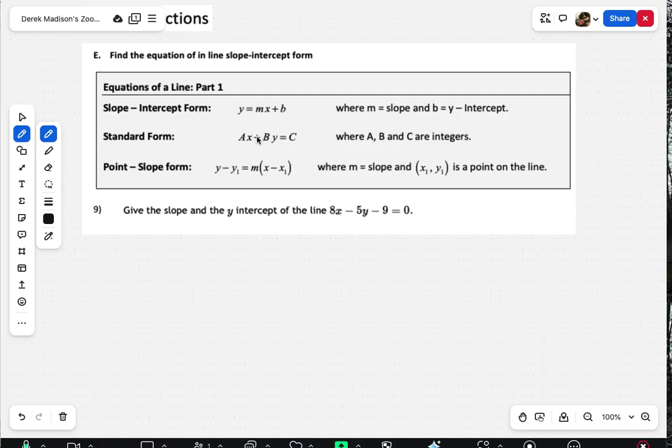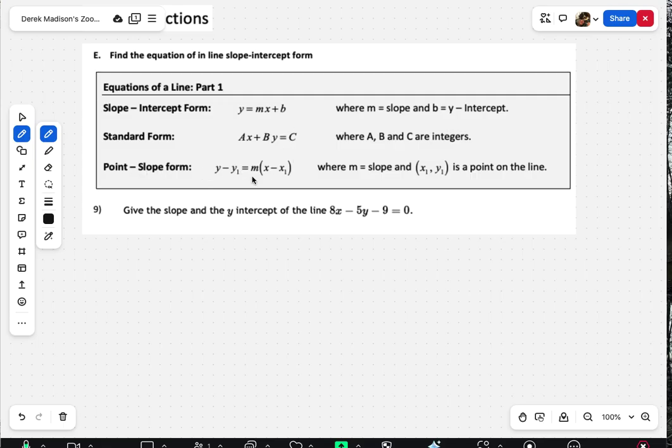Standard form, we saw this when we were finding the intercepts. This is where the x and the y are on the same side. Standard form is more literally just a form that equations may be in. They're going to generally be either in slope-intercept form or standard form. For instance, this example down here, if I brought the 9 over to the side, then that equation would be in standard form.